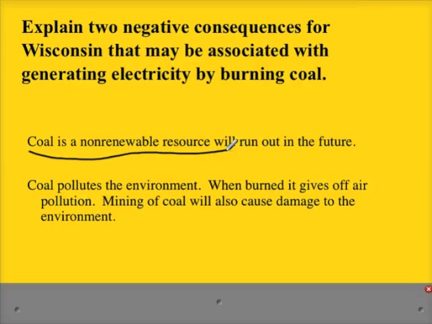And here in Wisconsin, we don't have any coal. All of our coal is imported from out of state. And so that does cost us more money because we have to transport it here so that we can burn it in our power plants.